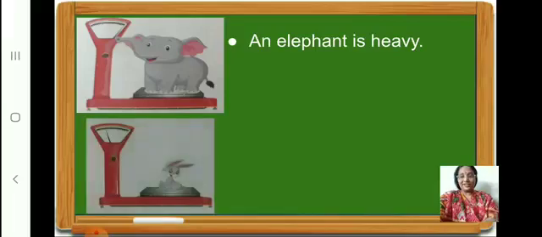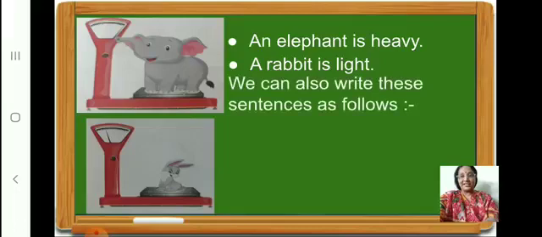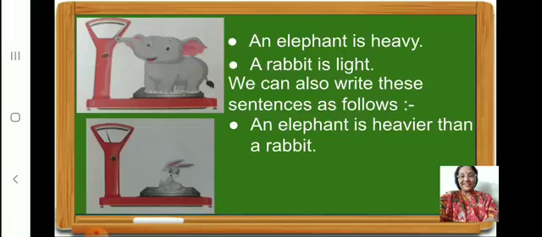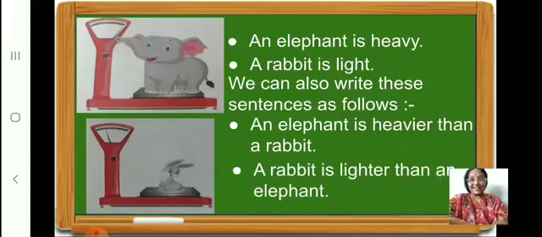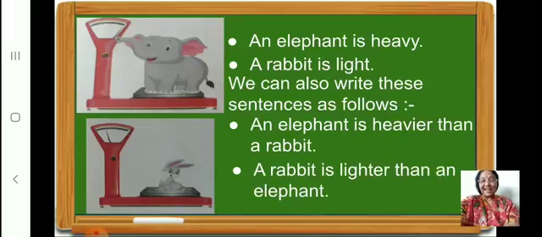Now look at the picture down. What can you see? A rabbit. A rabbit is light. Children, we can also write these sentences as follows. An elephant is heavier than a rabbit. A rabbit is lighter than an elephant.